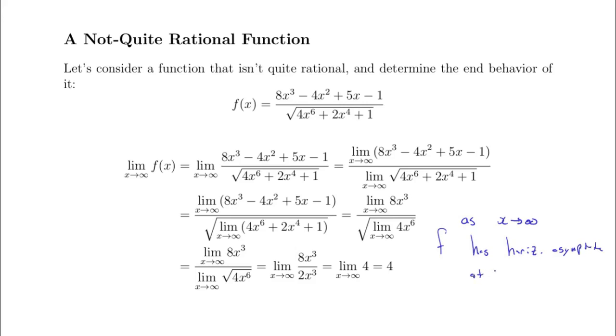At y equals 4. That's what we've really found. Remember, if we said that this limit exists, that means there's a horizontal asymptote at whatever that y value is. Great. Let's do the other side.